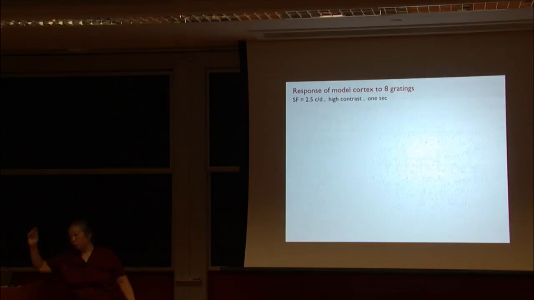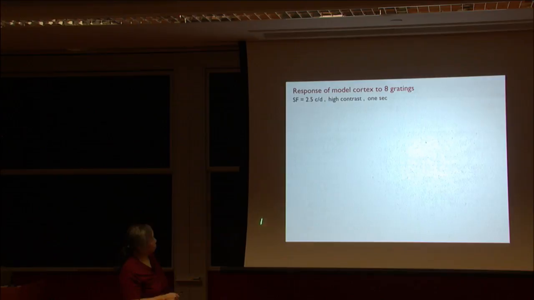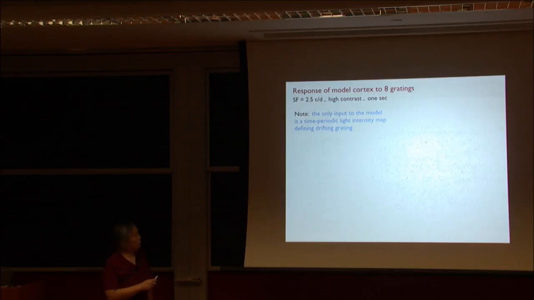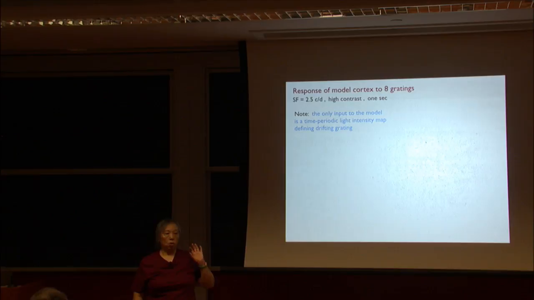So pictures now. What I'm showing you is the response of the model cortex to 8 different gratings at a fixed spatial frequency, high contrast, averaged over 1 second. But before I show it to you, I want to make sure you understand what you are seeing. The only thing that is shown to the model is the grating. It's a function g of x, comma t, where x is location, t is time, and g is the light intensity. That's the only thing shown to the model.